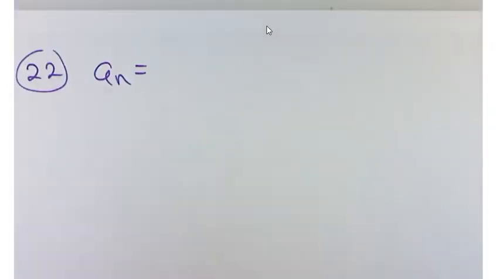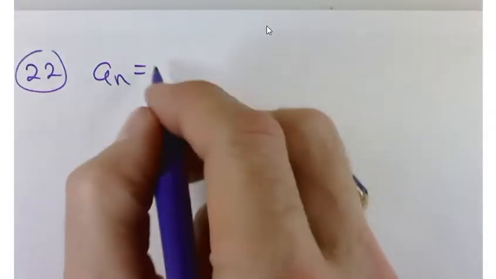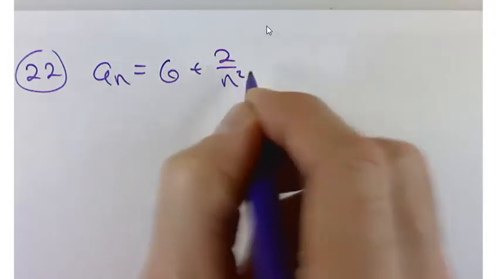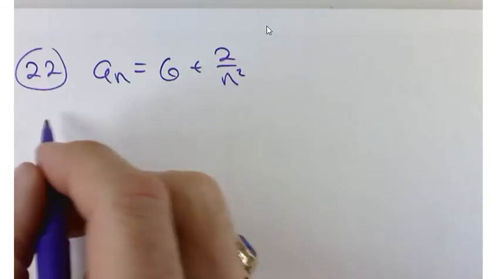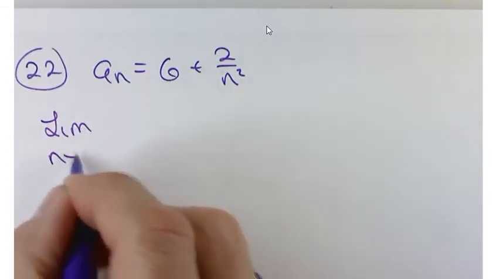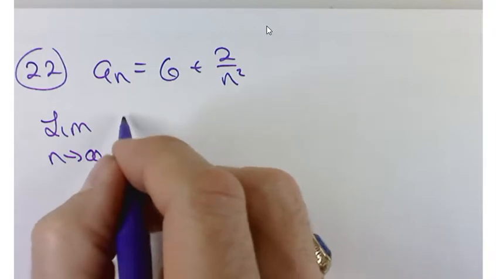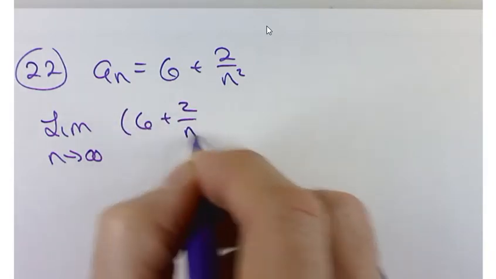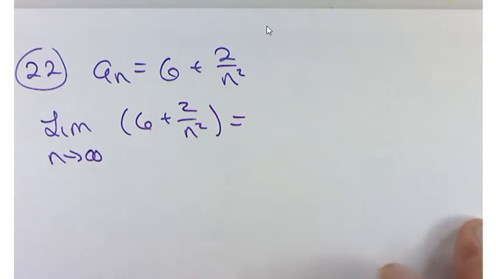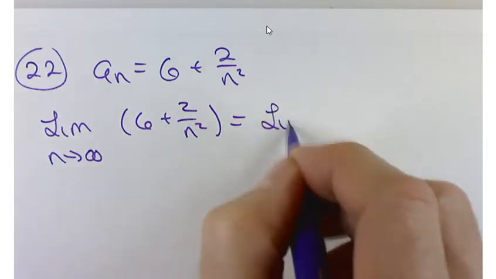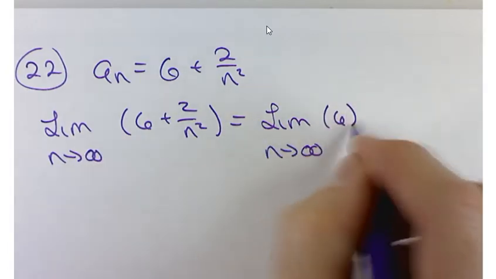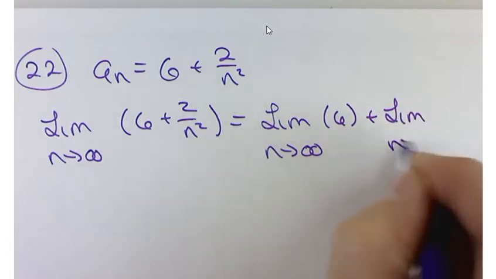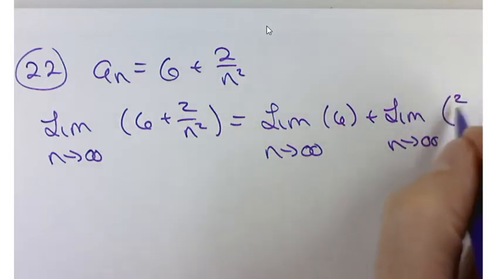A sub n is 6 plus 2 over n squared. So the question is for you to find the limit if possible. Basically, it's the limit as n approaches infinity of 6 plus 2 over n squared. Well, if you wanted to be really methodical about it, you could split that up: limit as n approaches infinity of 6 plus limit as n approaches infinity of 2 over n squared.